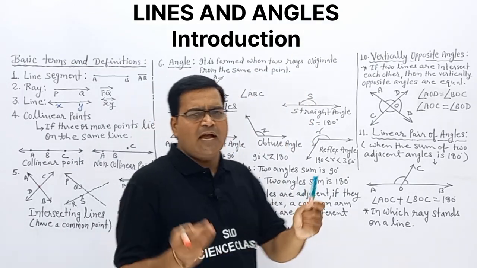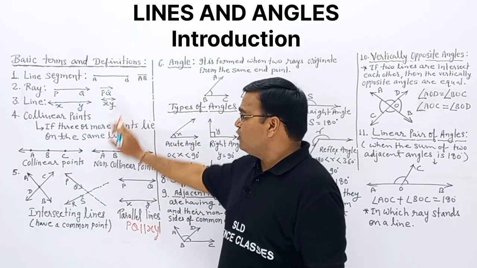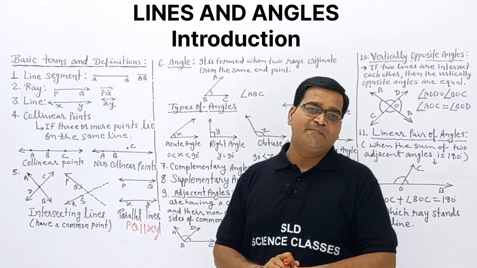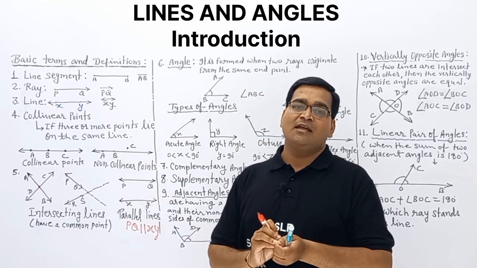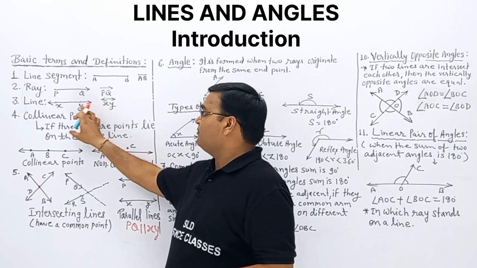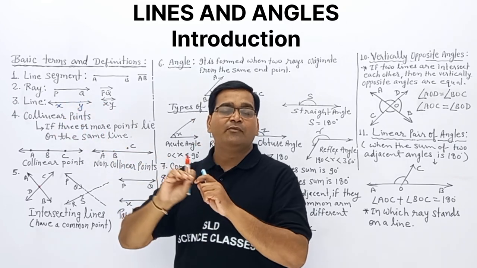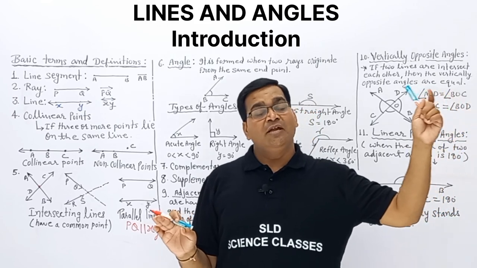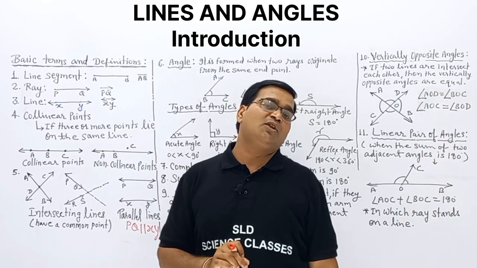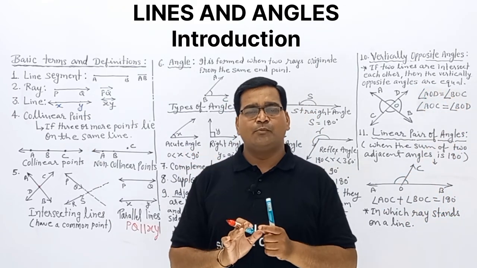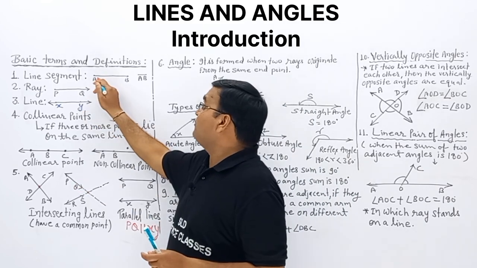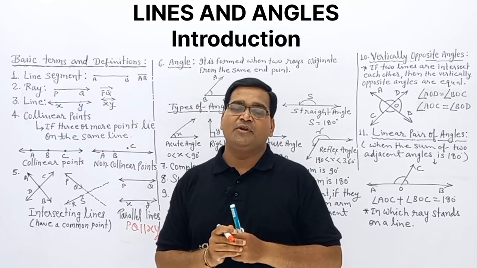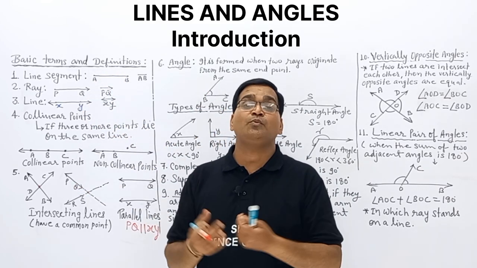Now next one is angles. Again, I am revising lines. All these points are linked to lines. A line has no end points. We can move towards the left indefinitely and towards the right indefinitely. No fixed end point. But a line segment has fixed end points, two end points, and a fixed length.